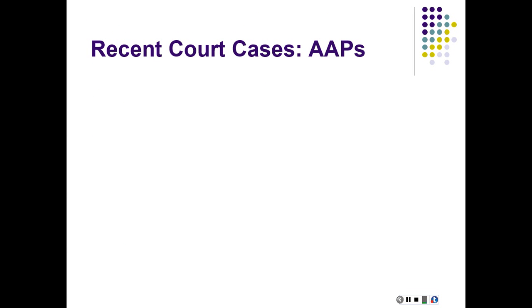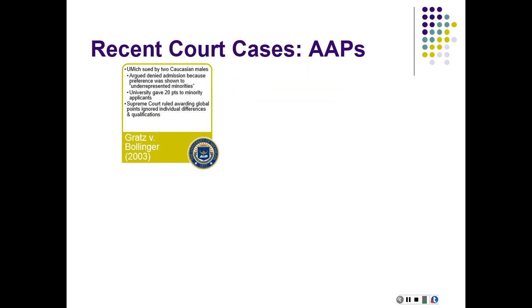Okay, so some recent court cases involving AAPs that are kind of relevant and important are, first off, Gratz versus Bollinger. This was at the University of Michigan in 2003. The university was sued by two Caucasian males who argued that they were denied admission because preference was shown to underrepresented minorities. What they were arguing about is that the university gave 20 extra points to applicants for being minorities. And so the intention of the university was to level the playing field, sort of under the assumption that a minority would need a boost relative to a majority member.